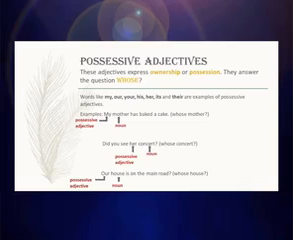For example, my mother has baked a cake. Whose mother? My mother. Mother is a noun and my is a possessive adjective which is answering to the question whose mother. Thus, my is a possessive adjective.